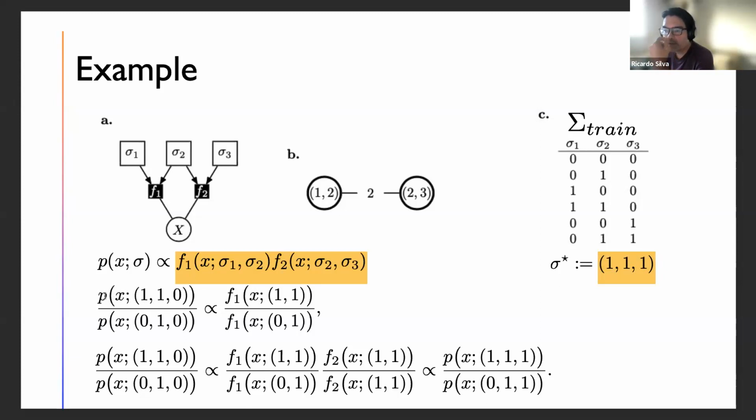One starting point is, well, suppose I take this density ratio, right, where sigma 2 and sigma 3 are the same in both cases. So this factor of 2 would get canceled.